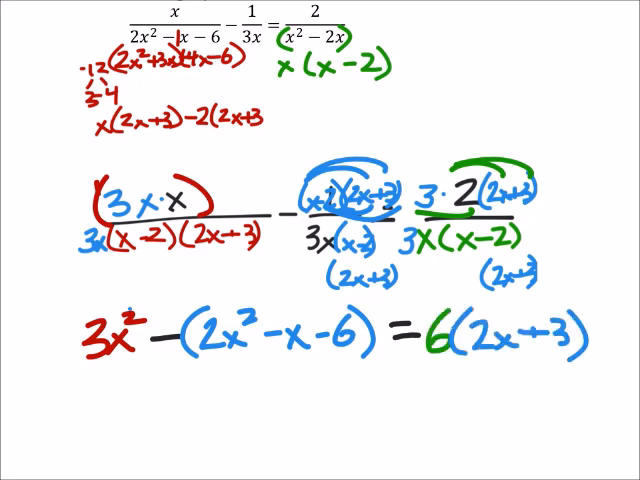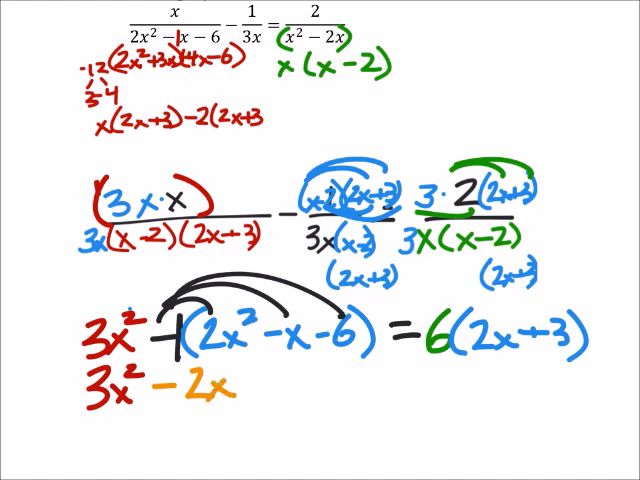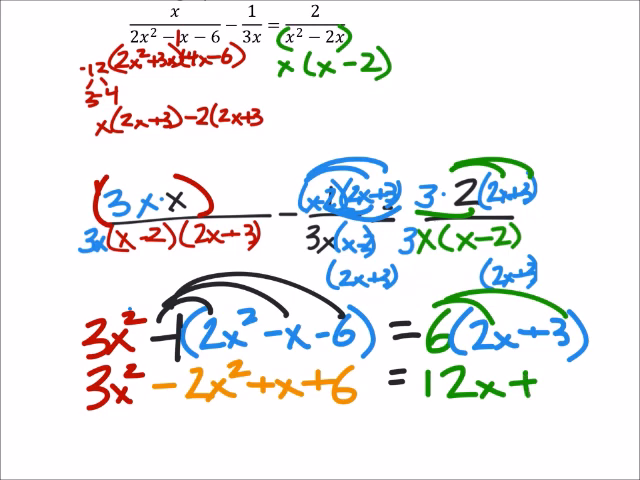All right, so I'm going to go back. Now I'm going to treat this as a negative 1, which I'm going to distribute into the parentheses. So I've still got 3x squared. But now I would have a minus 2x squared plus x plus 6. And this would equal, if I distribute the 6 into this parentheses, 12x plus 18.